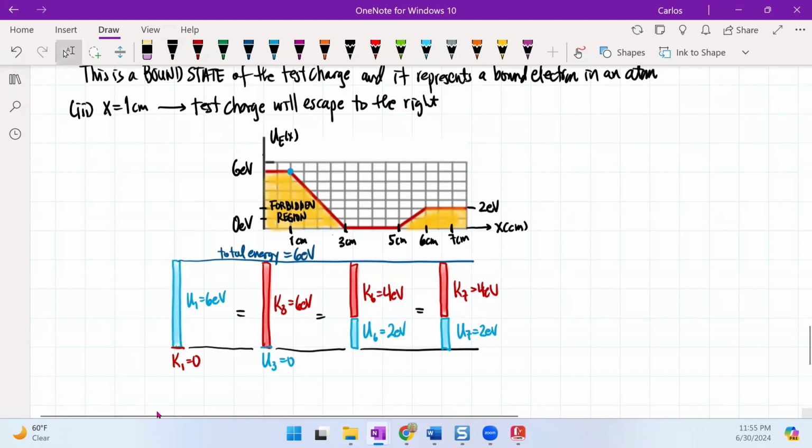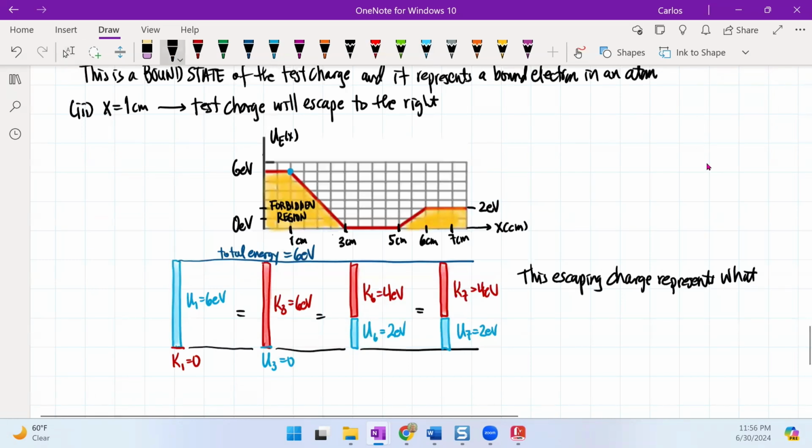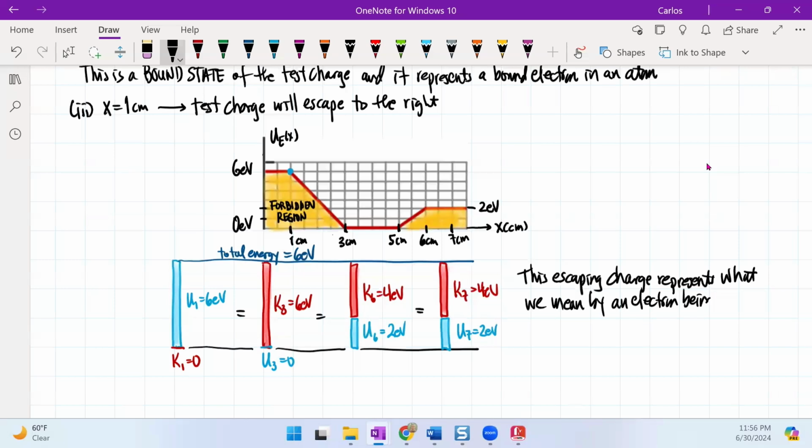And what I would say here is that if I was to write anything, I would say that this escaping charge represents what we mean by an electron being ionized from an atom.